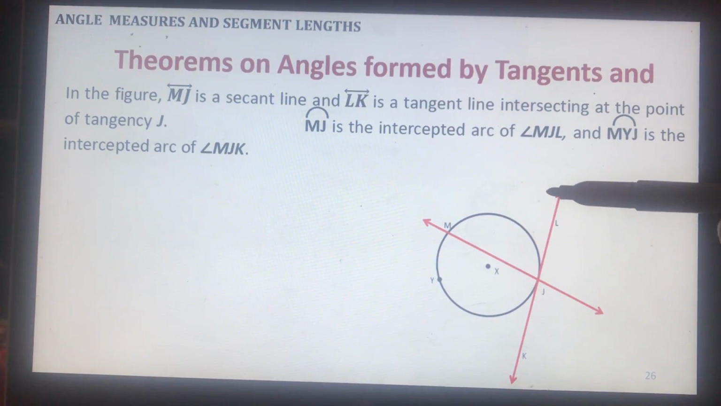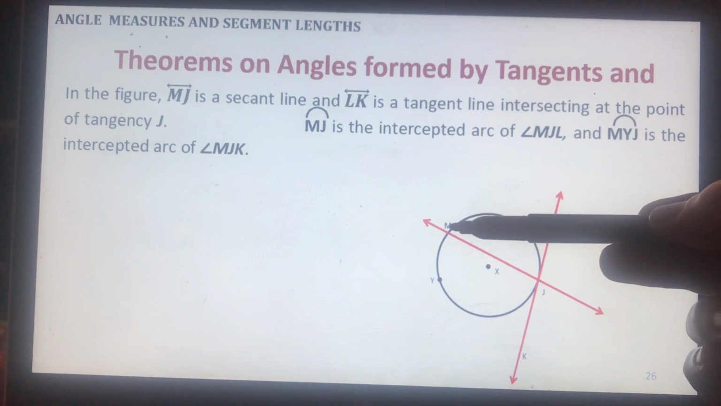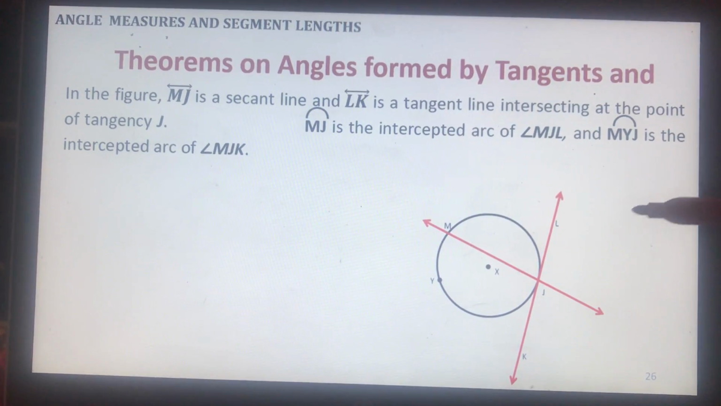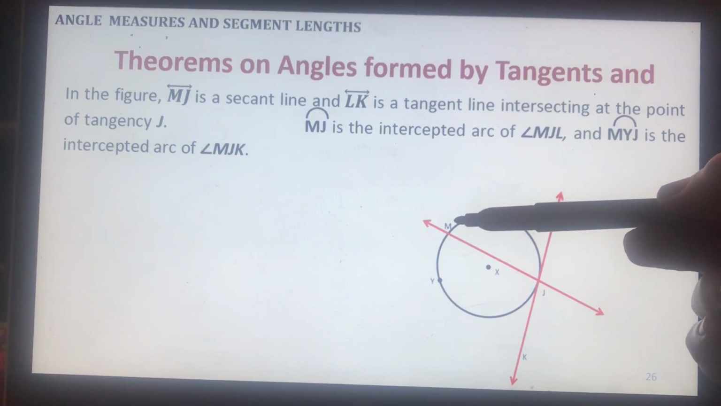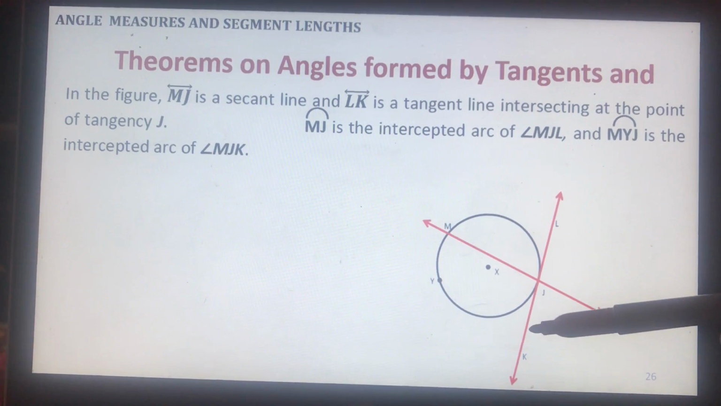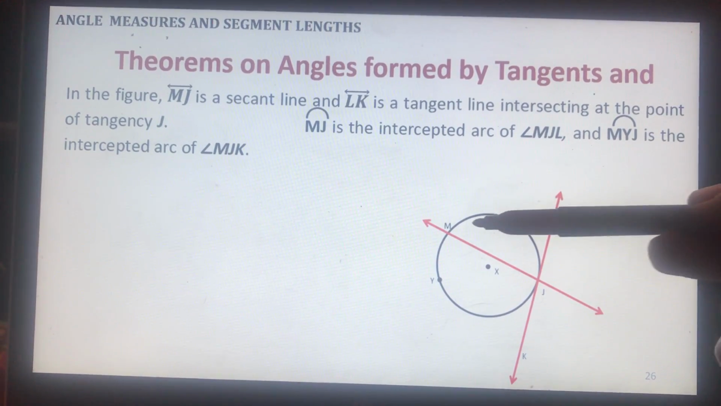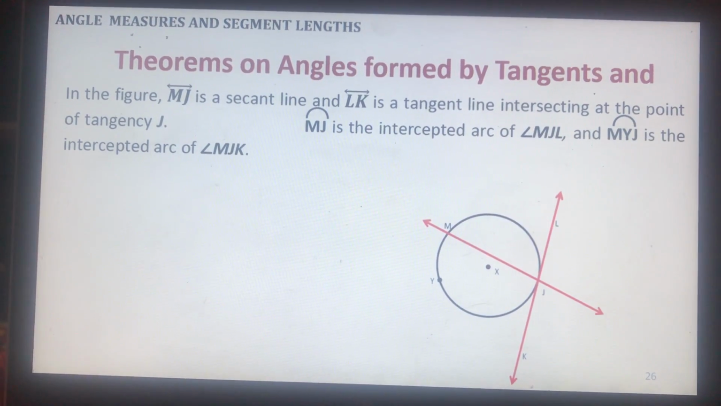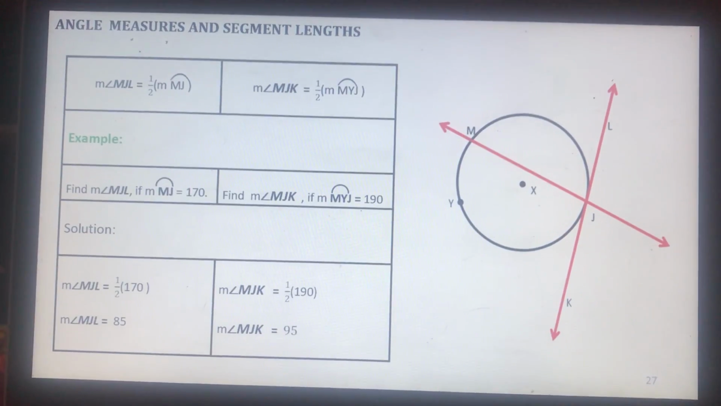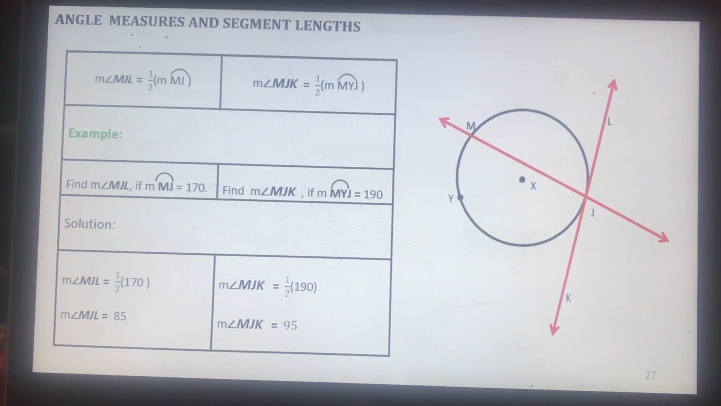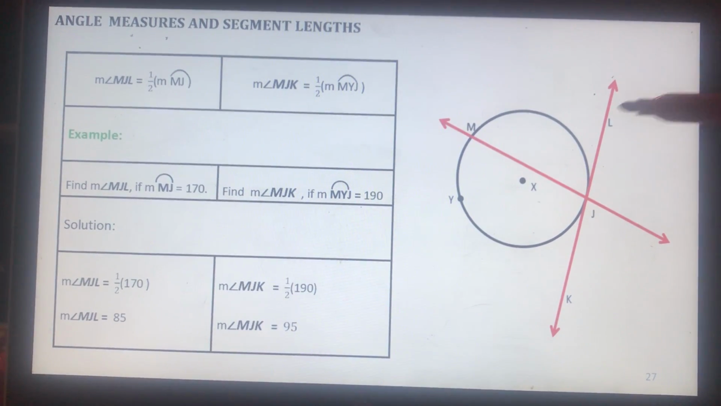So applying our Theorem 5, that would mean that angle MJL intercepts arc MJ, and we also can see that angle MJK intercepts arc MYK. So if we were asked to find the measures of both these angles, we apply the theorem and we would have something similar to the following.